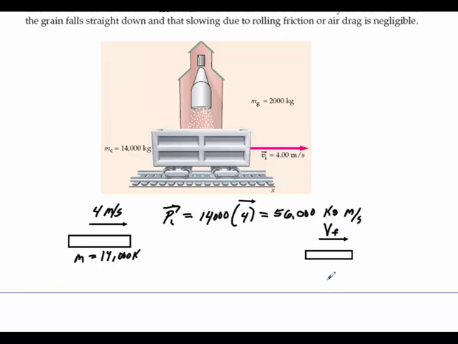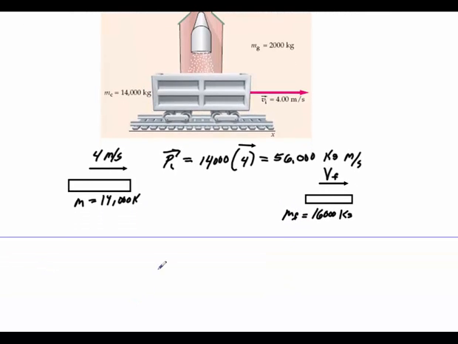So the final we don't know. Now the mass has changed. We've had 2,000 come in, so now I'm down to 16,000. So that's going to be our mass final. So now we just write the conservation of momentum. And we know that Pi is going to equal Pf.